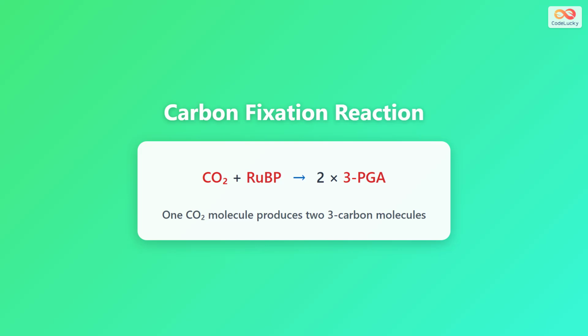Let's examine the carbon fixation reaction more closely. 1 molecule of carbon dioxide combines with 1 molecule of RuBP, which is a 5-carbon sugar. This reaction, catalyzed by RuBisCO, produces 2 molecules of 3PGA, or 3-phosphoglycerate. Notice that 1 carbon dioxide molecule, which has 1 carbon atom, combines with a 5-carbon molecule to create 2 3-carbon molecules. The math works out perfectly. 1 plus 5 equals 6, and 2 times 3 also equals 6 carbons in the products.